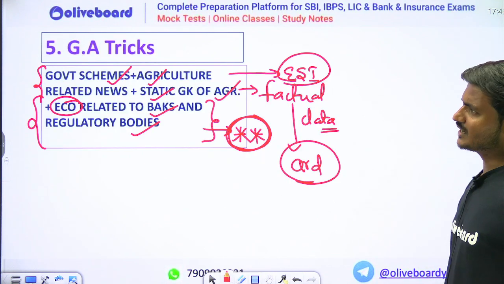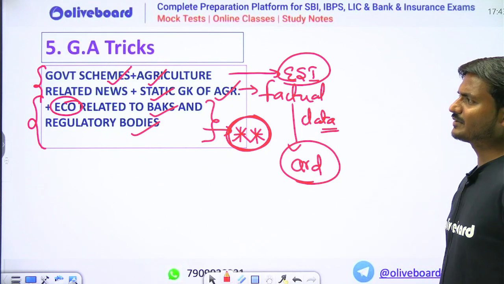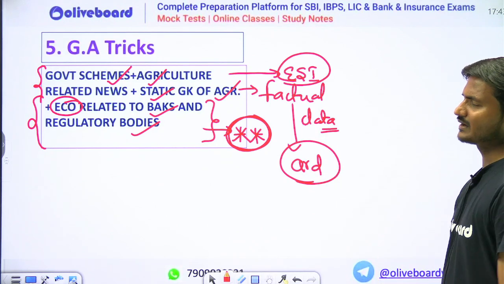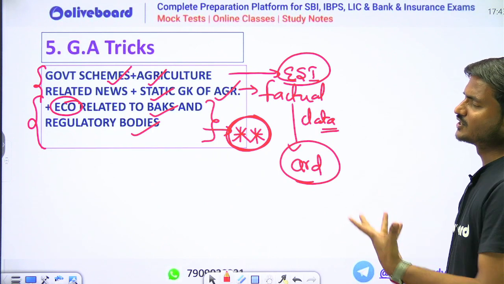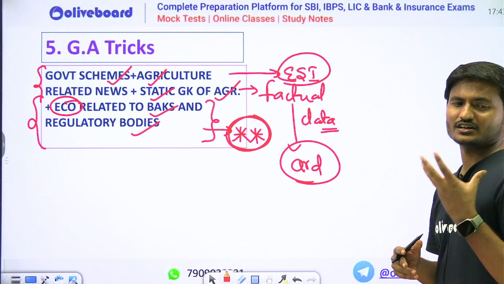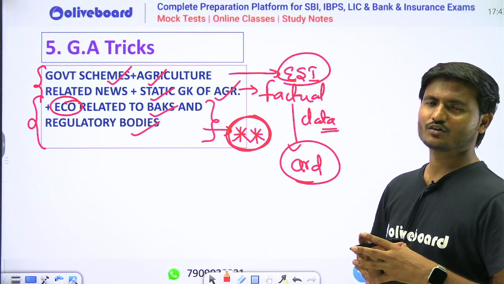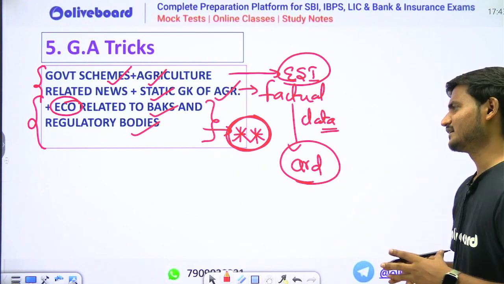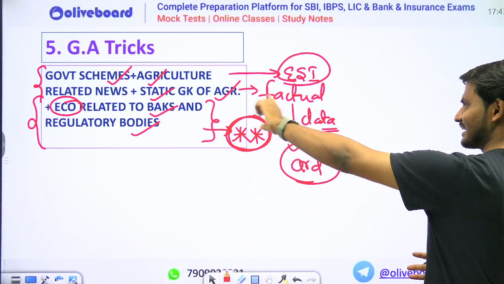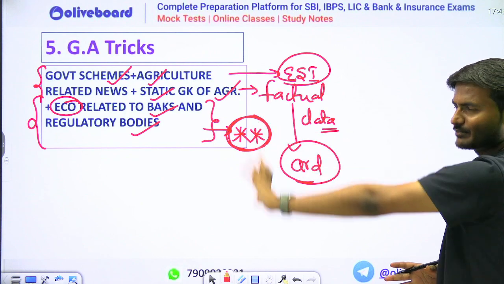When it comes to GA, obviously we are covering government schemes and agriculture related news in ESI. Static GK we will be covering in the factual data section. So what is new? Economic news related to banks and regulatory bodies. Remember the data of economic news related to banks and regulatory bodies as well. Just try to keep a hold on this. So just try to focus at least on this segment very wisely.